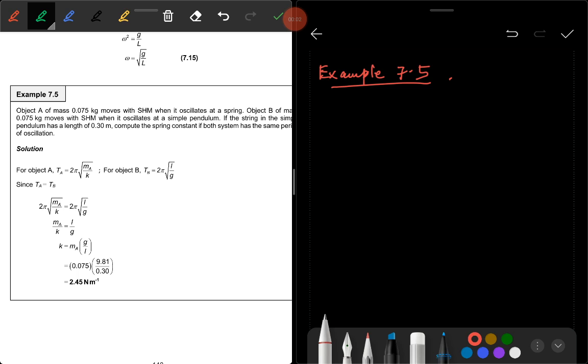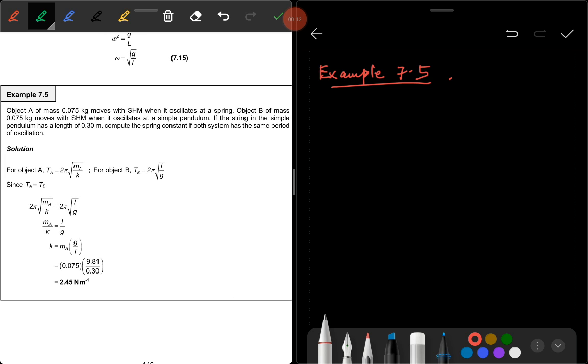Example 7.5. Object A of mass 0.07 kg moves with simple harmonic motion when it oscillates at a spring. Object B of mass 0.05 kg moves with SHM when it oscillates at a simple pendulum. If the string in the simple pendulum has a length of 0.3, compute the spring constant if both systems have the same period of oscillation. So there are two conditions here.